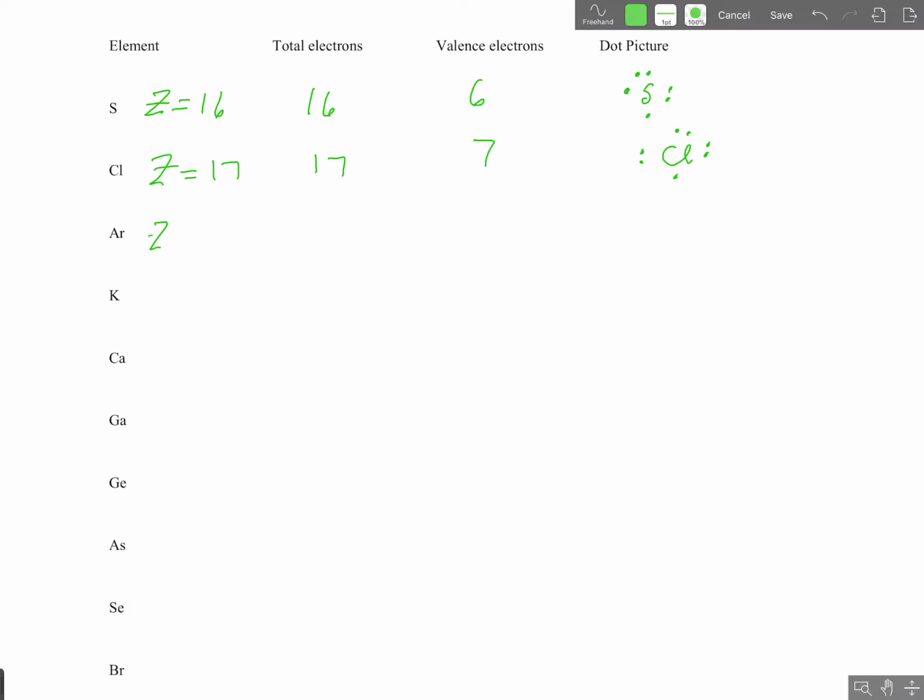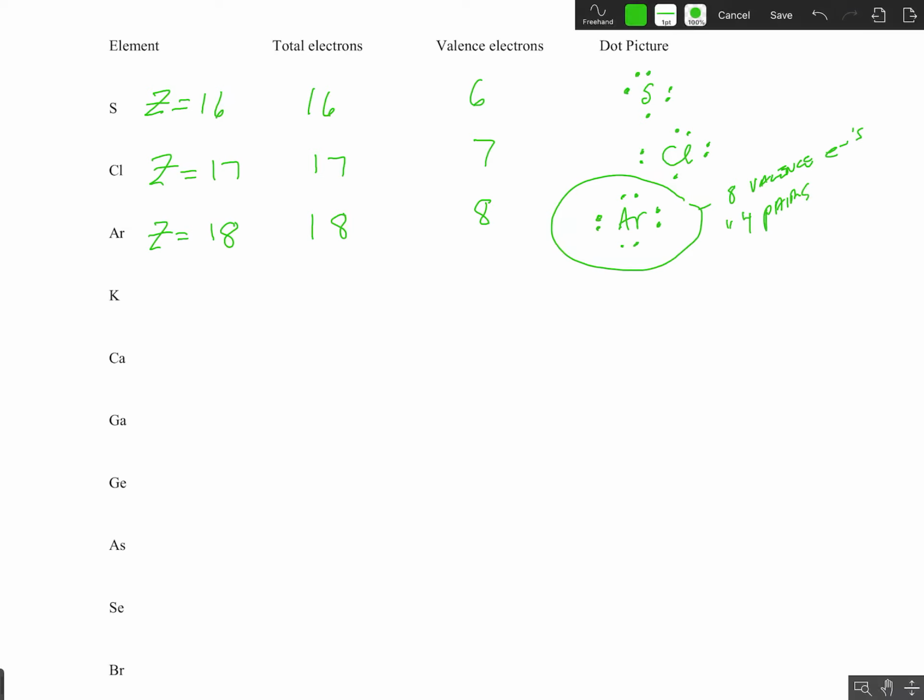Argon, our next noble gas. Its atomic number is 18, so it has 18 total electrons. It's in group 18. It has 8 valence electrons. So when I draw the dot picture for argon, kiddos, I have 1, 2, 3, 4, 5, 6, 7, 8. Hey, look at that. It has 8 valence electrons, just like neon did a little while ago, and we like to say 4 pairs.